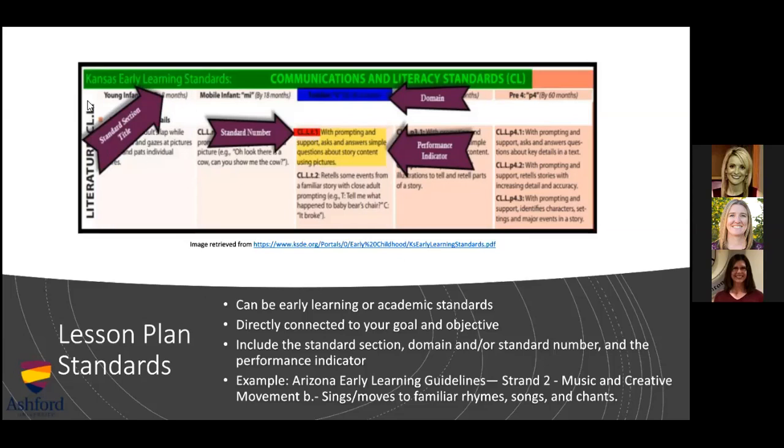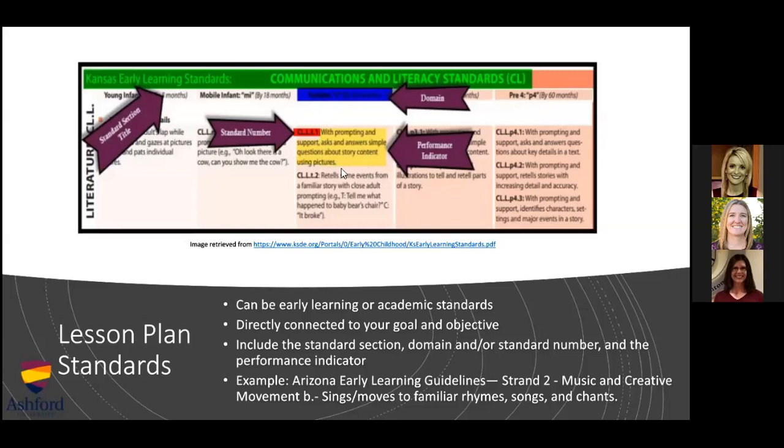If you look on the far left side of the image, the word literature is written going up and down. It says CLL. So it lets us know that we're looking at communications and literacy standards, in particular, the literature section. Then there's a T. The T aligns to the domain. That lets us know that this standard is in the toddler domain. And then the number 1 lets us know it's the first piece of the standard for toddlers.